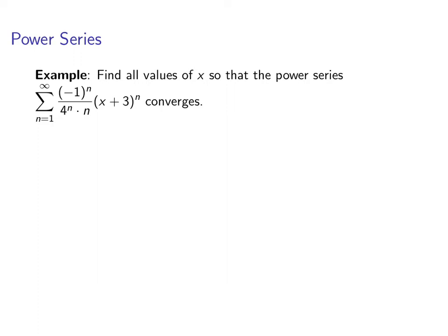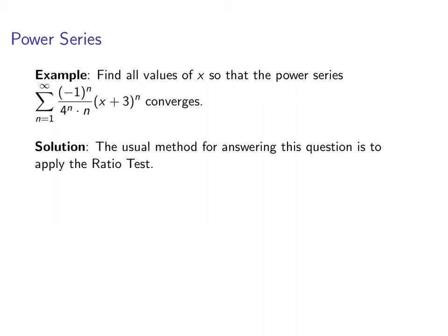Hello, calculus fans! All right, let's try to find all values of x so that the power series, where we're summing n goes from 1 to infinity, of (-1)^n over 4^n times n, all multiplied by (x + 3) to the nth power, converges. Now, the usual method of answering a question like this is to apply the ratio test.